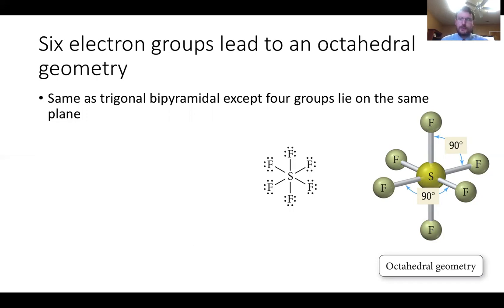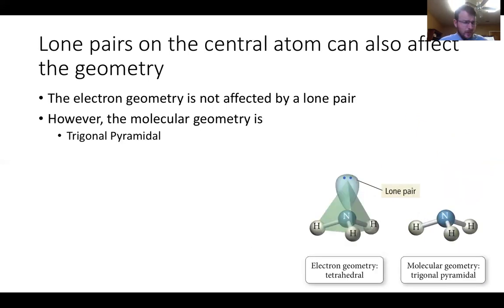We are going to practice this in lab because the more practice that we get, the better it is. We will practice this in the lab using models so that you'll be able to manipulate this yourself. Lone pairs, right? So we're talking about just electron groups.